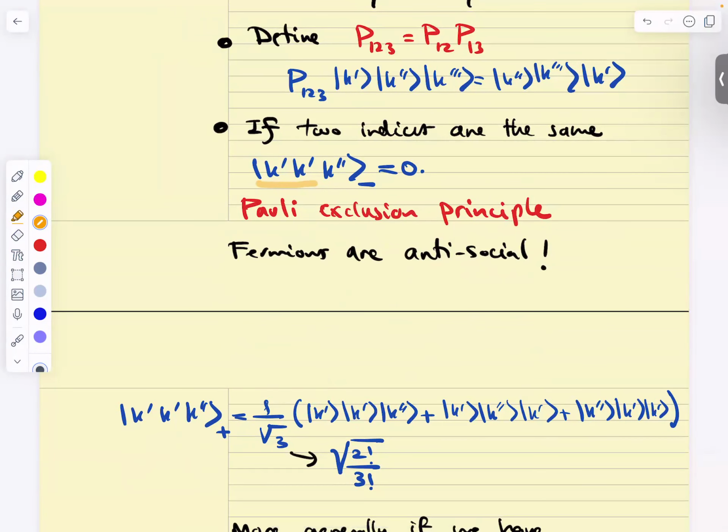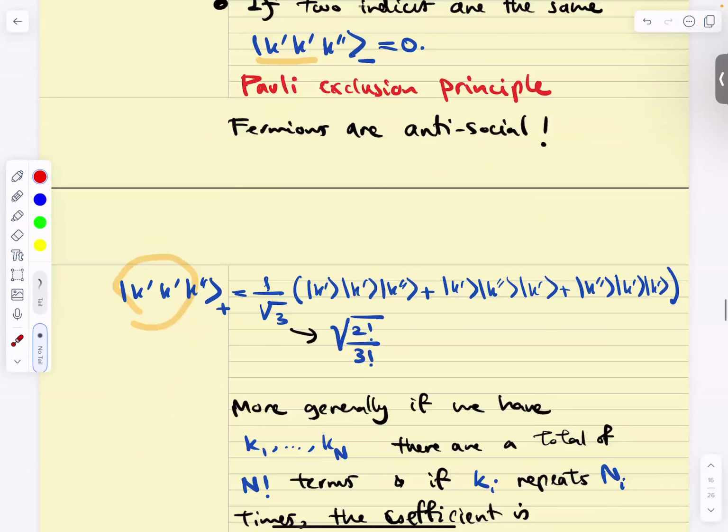But 2 bosons can sit in the same state. For example, if you take a tripartite state of 2 bosons, you can put them the same, and symmetrizing it, you get this state. You can check that after class and find my typos. And this becomes 1 over square root 3. That's where it comes from, square root of 2 factorial over 3 factorial.